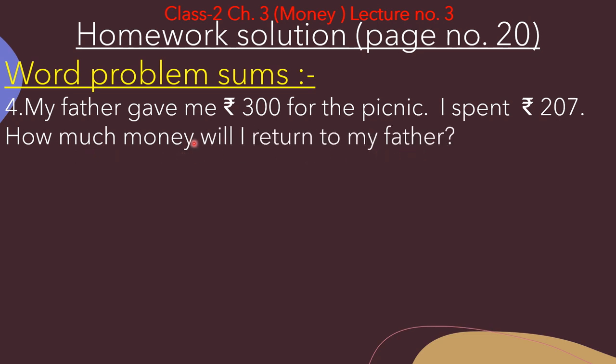What do you mean by it, बेटा? कि मेरे पापा ने मुझे 300 रुपीज दिए पिकनिक के लिए और मैंने उसमें से 207 रुपीज खर्च किए. स्पेंट मीन्स खर्च कर दिए. How much money will I return to my father? तो जो amount मेरे पास बच गया, I have to return to my father. So we have to find out that. So for that we will subtract the given amounts.